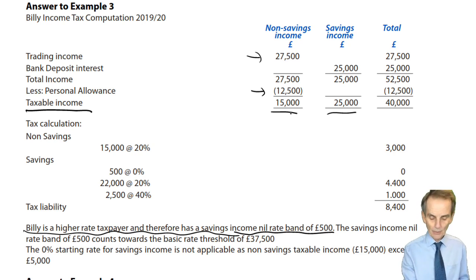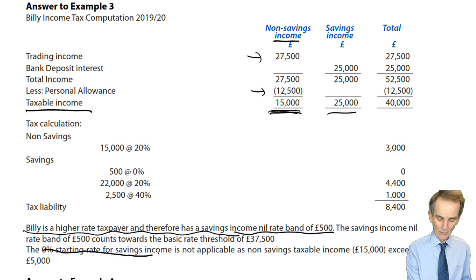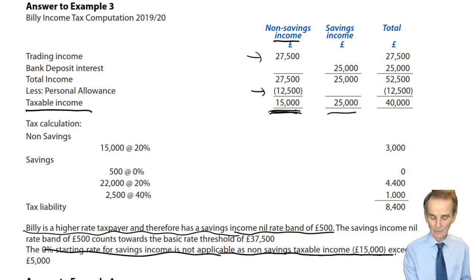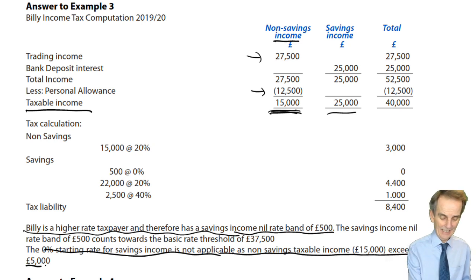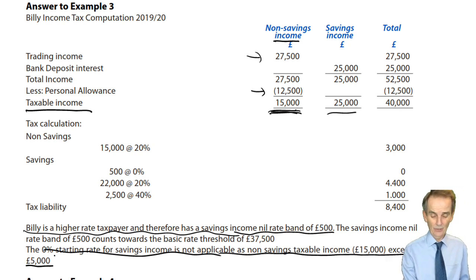But the same as previously, the first £15,000 of taxable income is non-savings income. That is more than 5,000. Therefore, the amount of 0% starting rate for savings income is 0. It's not applicable, as non-savings taxable income, 15,000, again exceeds £5,000.